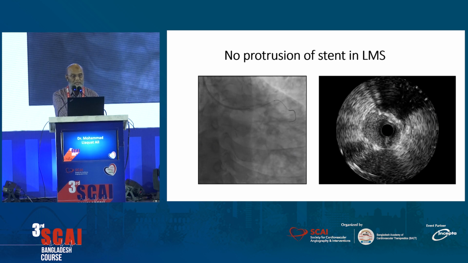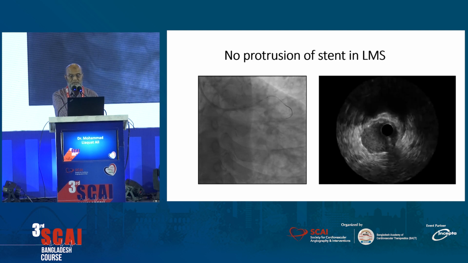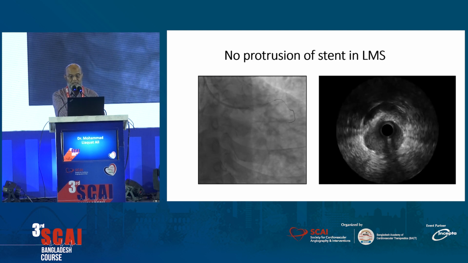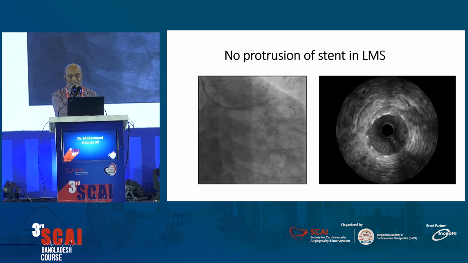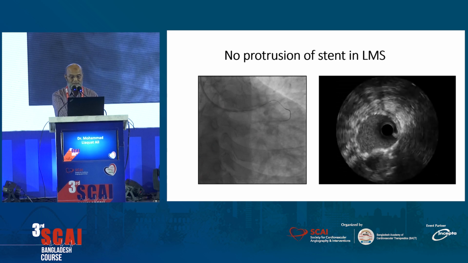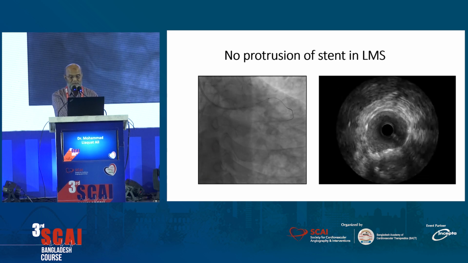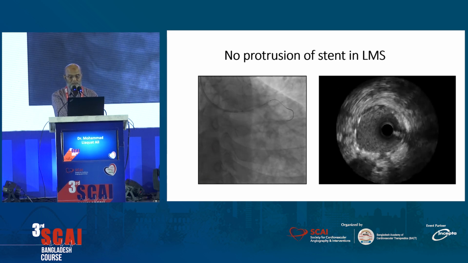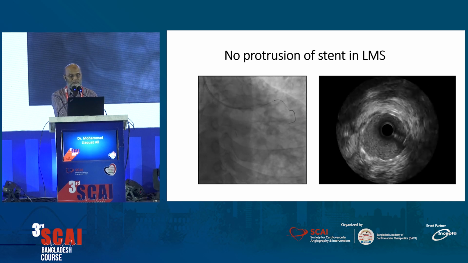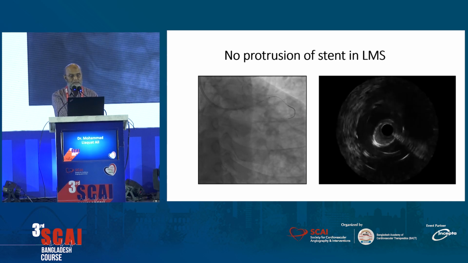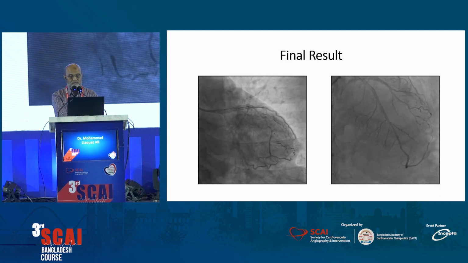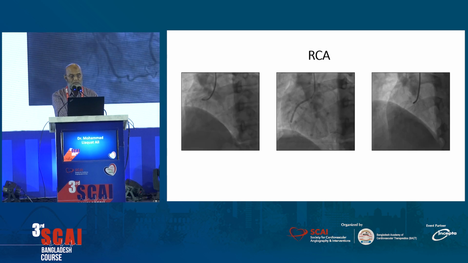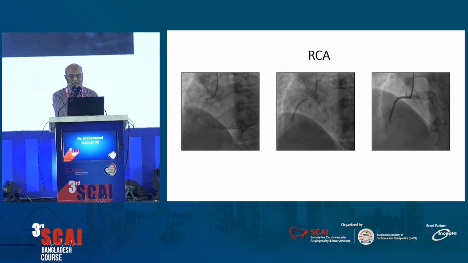And I did the final IVUS. At this time, I did not see any protrusion of the stent. The stent is now not protruding in the left vein. It is totally placed in the wall of the left vein and LCX. So you can see the lumen of the LCX as well. And this is the final result. And I did the RCA as well.